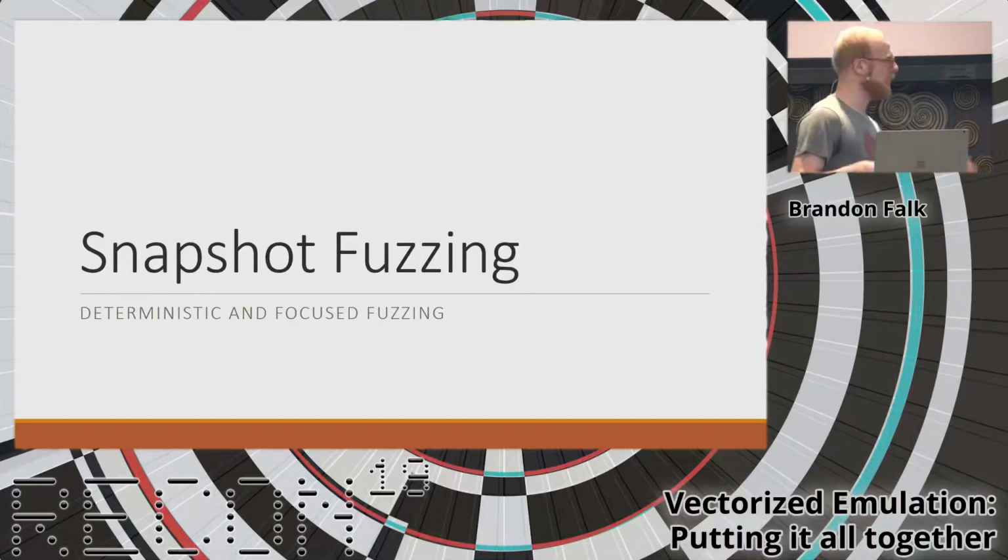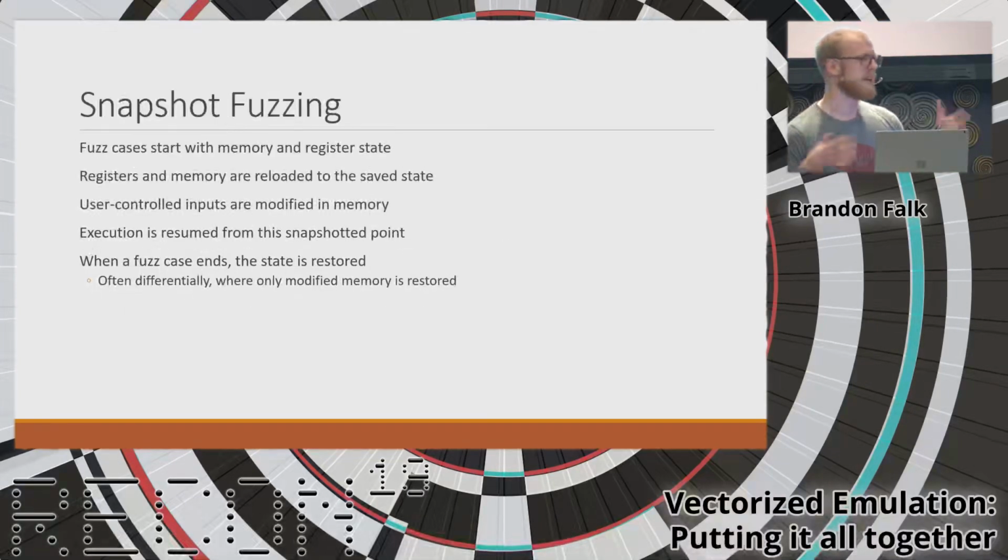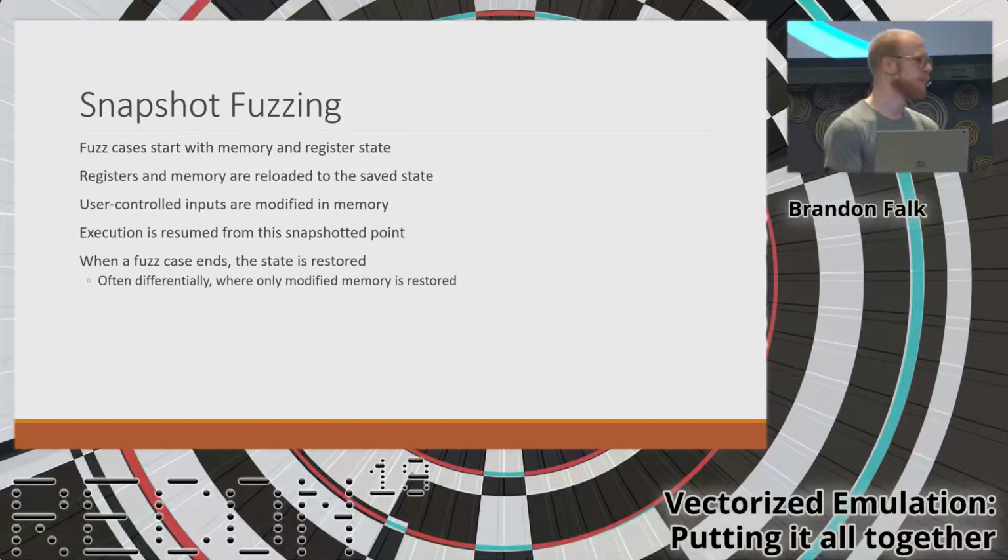To make all of this feasible, we need to talk about snapshot fuzzing, which is effectively the process of taking a snapshot of a program or a system or whatever it is. And usually that just includes the device state, the memory state, and the register state. If you're looking at a specific application and not a whole system, you can get by with just memory and registers, because you don't really have devices you need to emulate.